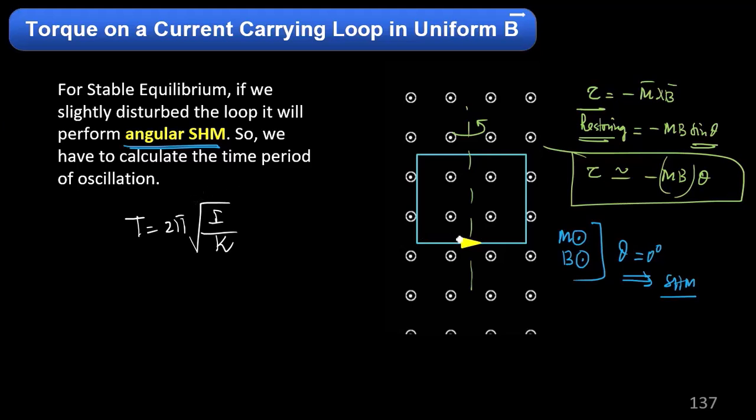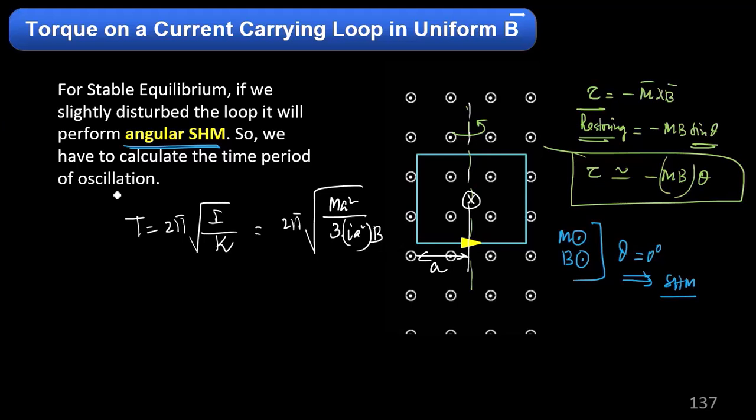What is I? I is the moment of inertia of this entire loop about this center, about this point, or about this axis. If I say this is a square loop, the moment of inertia would be m a square by 3. So the time period is 2 pi under root m a square by 3 into k, where k means m into b. What is m? m is I into a square into b. That is the answer.